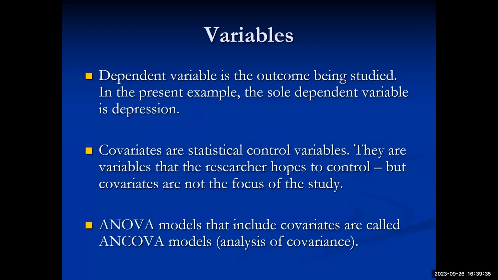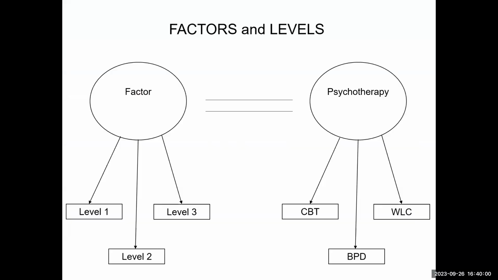Dependent variable is the outcome being studied. In the present example, the sole dependent variable is depression. Covariates are statistical control variables. They're variables that the researcher is hoping to control the effects of, at least from a statistical perspective, but they are not typically the focus of the study. Okay, ANOVA models that include covariates are called ANCOVA models, short for the analysis of covariance.